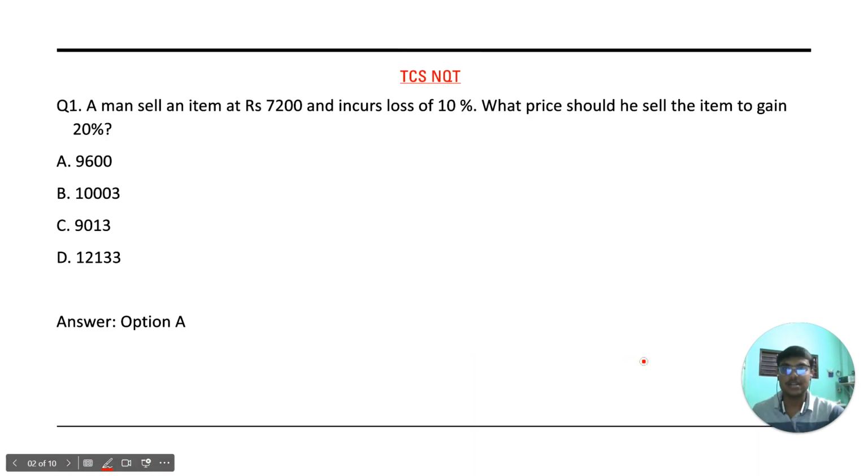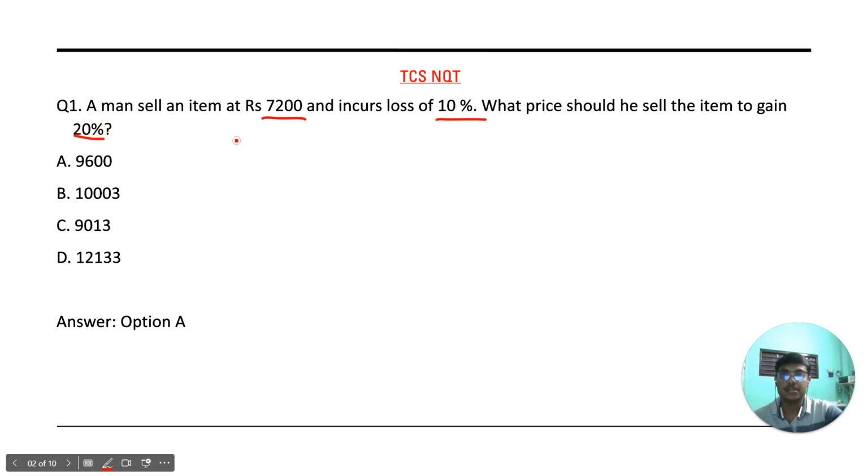So this is question one. Try to solve it by yourself first, then we would be solving it together. Hope you all have tried to solve the question by yourselves. Let's see what the question says. A man sells an item at rupees 7200 and incurs a loss of 10%. What price should he sell the item to gain 20%?